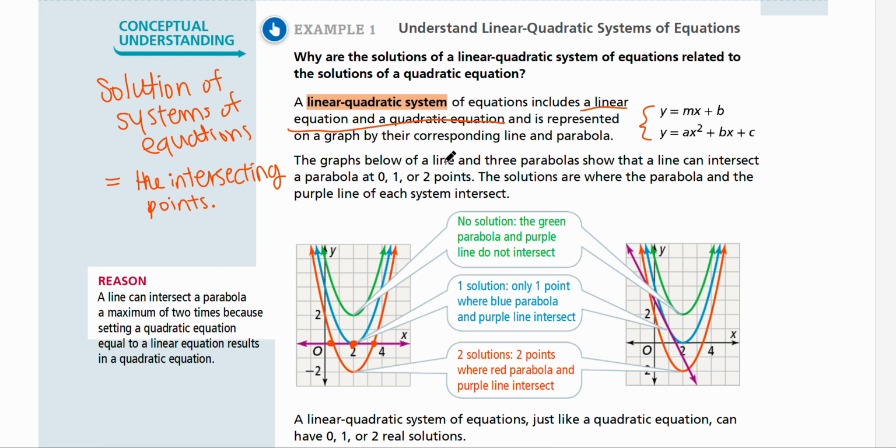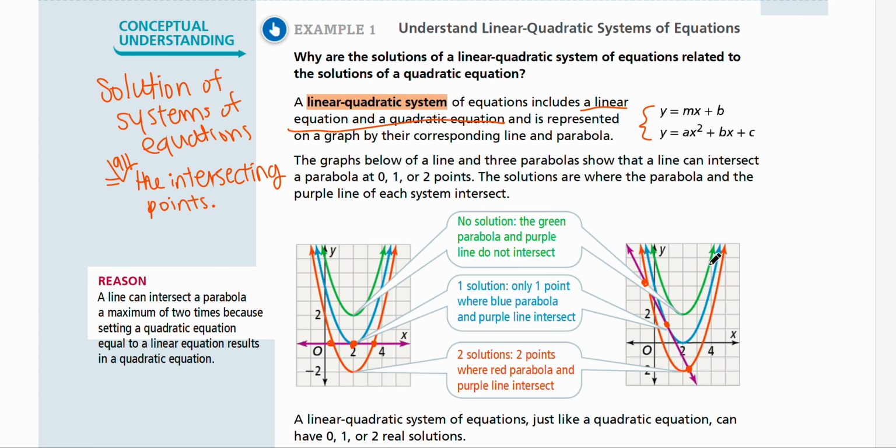You need to find all the intersecting points. So here we have another line that has a negative slope. This one also intersects the blue parabola at exactly 1 point, the orange parabola at exactly 2 points, but no intersecting point for the green parabola, so no solution.